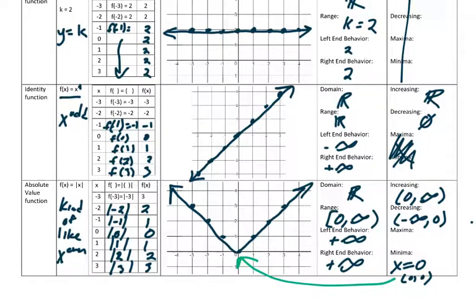So that's the basic graphs and why they have the shape they have for the first three functions: the constant function, the identity function, and the absolute value function.